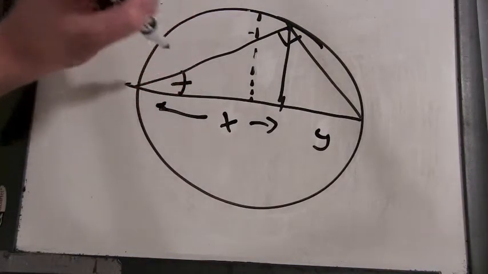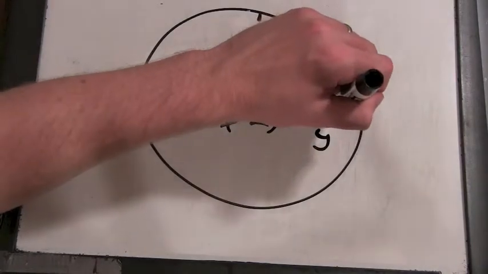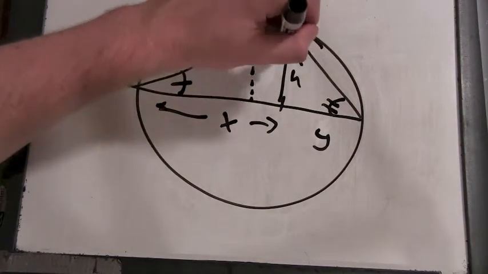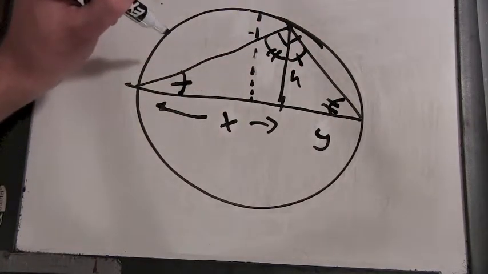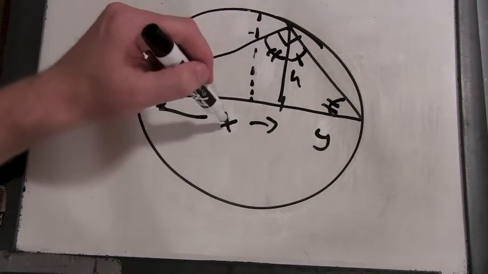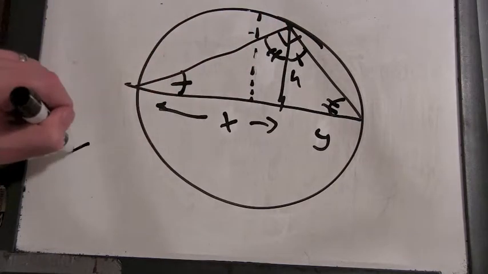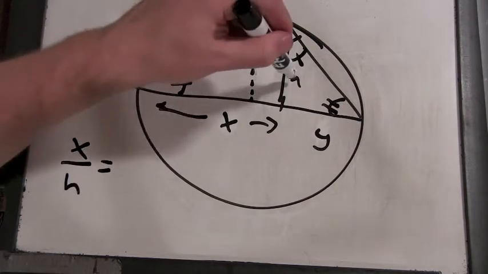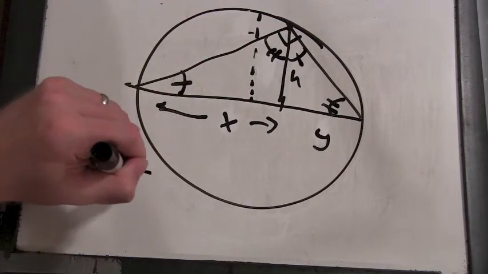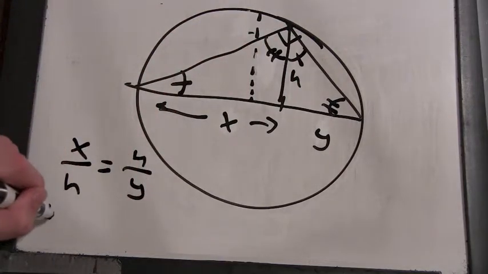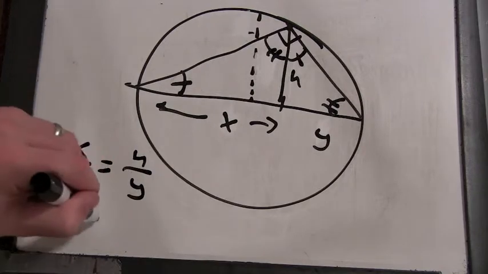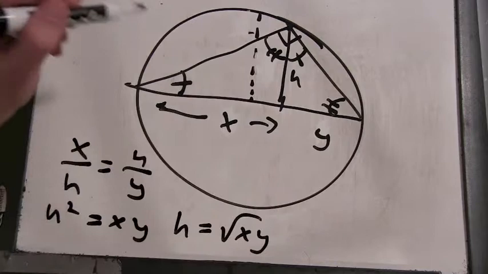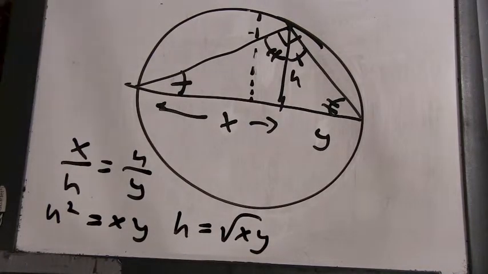And if I do what you did, call that angle 1 and this angle 2, and this is the height, then that becomes angle 1, that becomes angle 2. So the things opposite angle 2 are x and h. So I get x to h equals the things opposite angle 1, h to y. And I get h squared, cross multiplying, is xy, or h is the square root of xy.